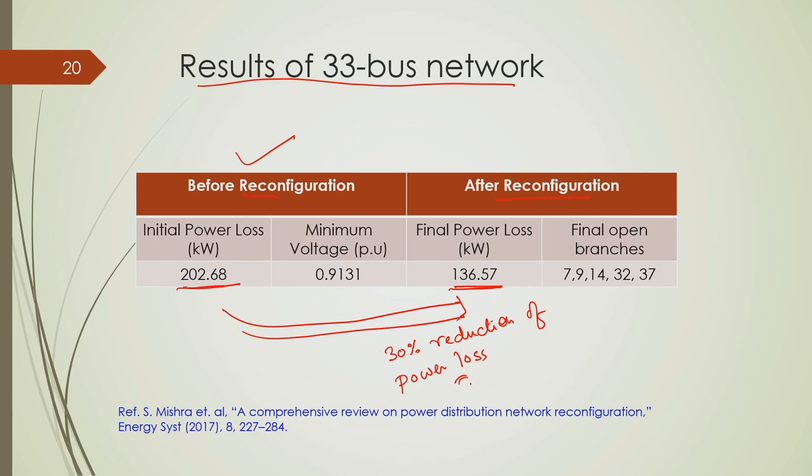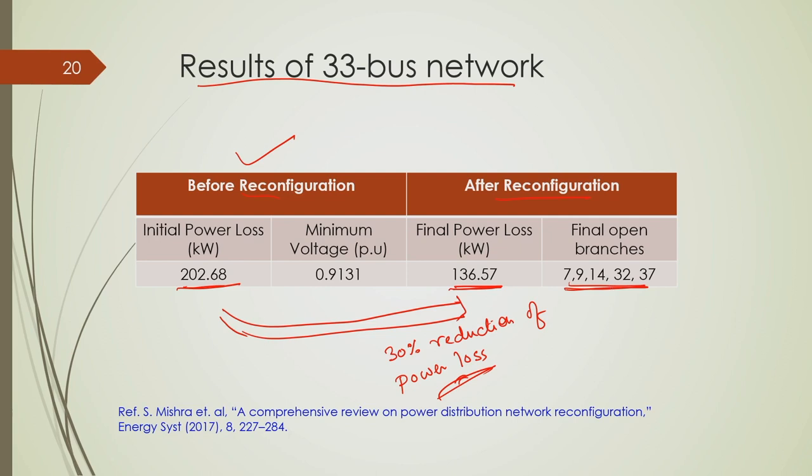Okay, which is very important, particularly during peak load condition when power loss is also very high. Due to the initiation of this type of reconfiguration approach, one can reduce a huge amount of energy loss, okay. And these are the branches which are kept open, and of course, some of the tie switches are closed, already I have shown.